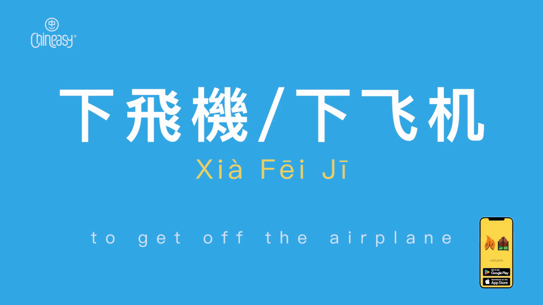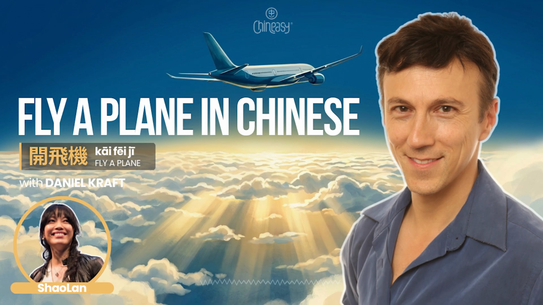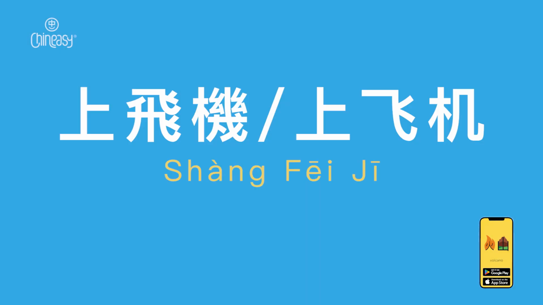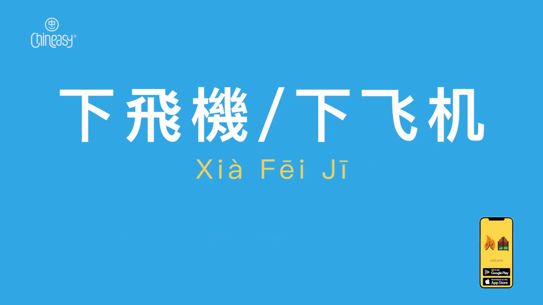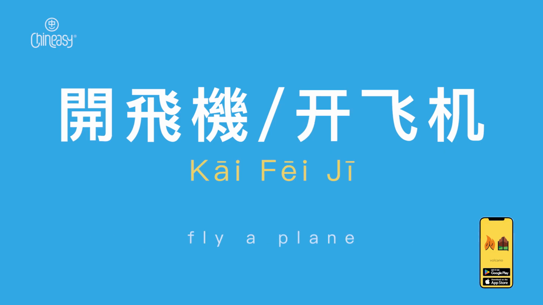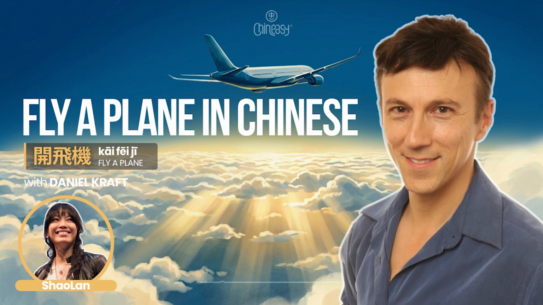So can I give you a test now? Haha. Okay, let's try it. Okay, you have to guess which one I'm saying, okay? I will say 上飞机. You're getting on the plane. 下飞机. You're getting off the plane. How to say to fly a plane? 开飞机.